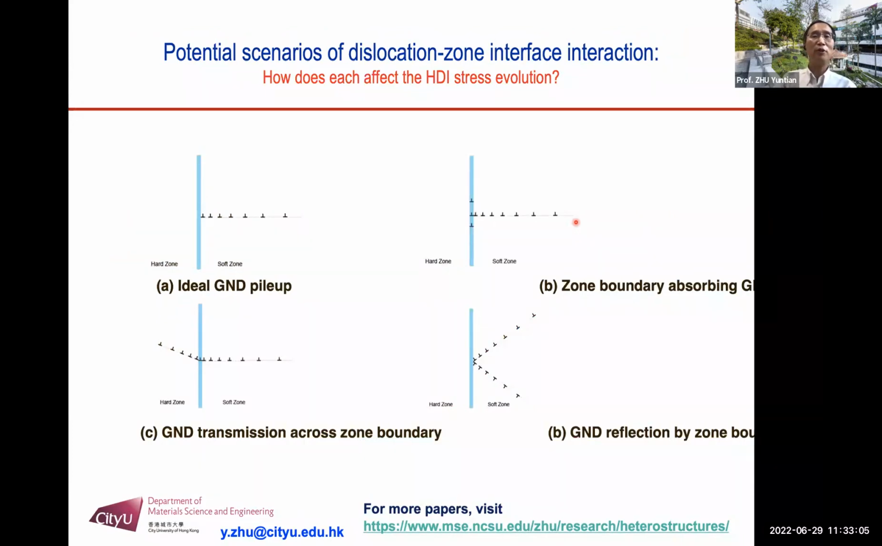Okay, there are all different ways for the dislocations, the GNDs, to interact with the interface. There are several things we can think of. Some are verified, some are not, and we want to study this, and that would be great. The first is all the GNDs got piled up in front of the zone boundary. This is the ideal case. In our textbook, everybody knows the dislocations all got piled up and blocked here.